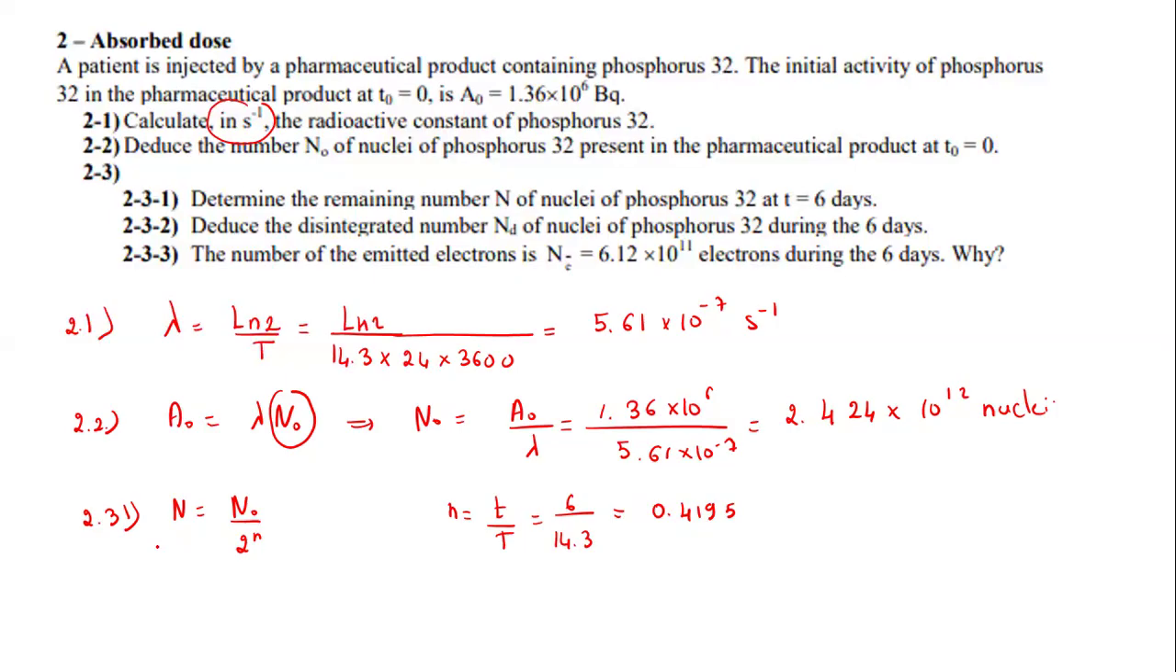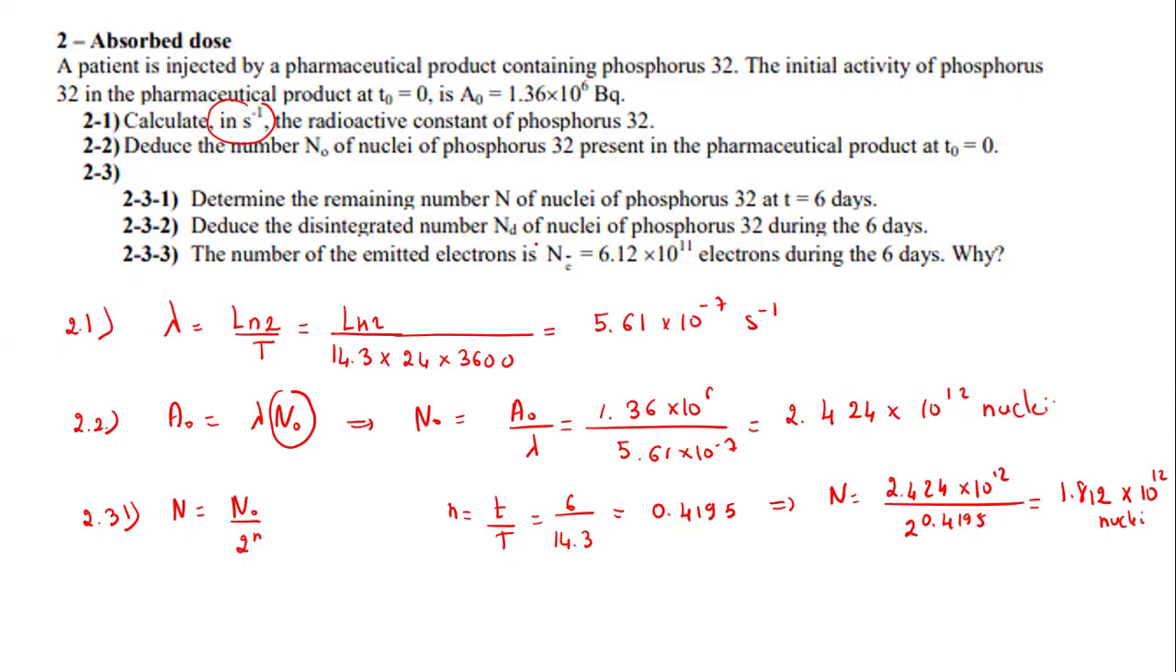So I can find how many phosphorus nuclei were not disintegrated. Which means that N equals N0, which is 2.424 times 10 to the power 12, over 2 to the power 0.4195, which means we have approximately a remaining number of 1.812 times 10 to the power 12 nuclei. So after 6 days, this many phosphorus nuclei were not disintegrated.